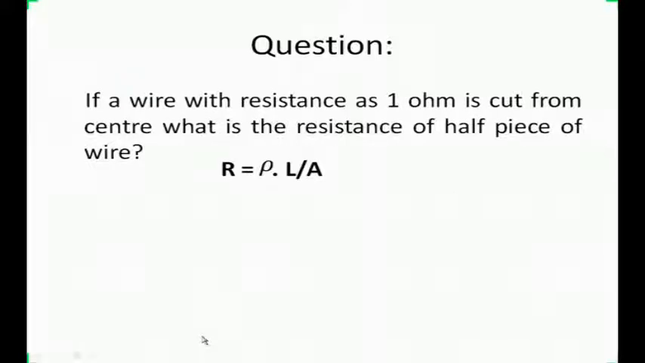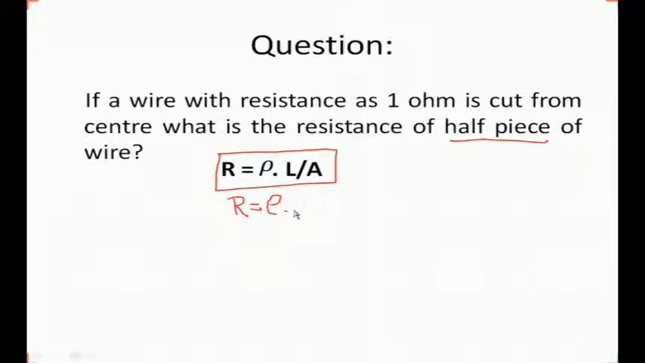Okay, so L is here the length of the conductor, and A is the area of cross section of this conductor. Now if we want to understand it better, then we can take one example. If a wire with resistance of 1 ohm is cut from the center, and the resistance of the half piece of wire is to be calculated, then we can utilize the same formula, which is R is equal to rho into L upon A. What will come out to be the resistance?